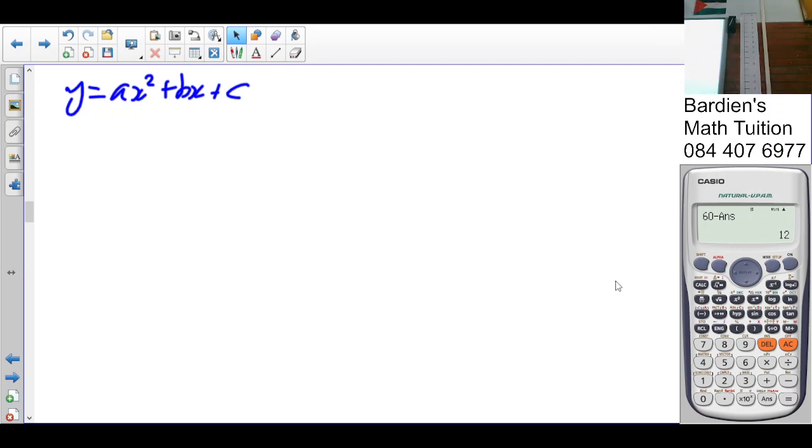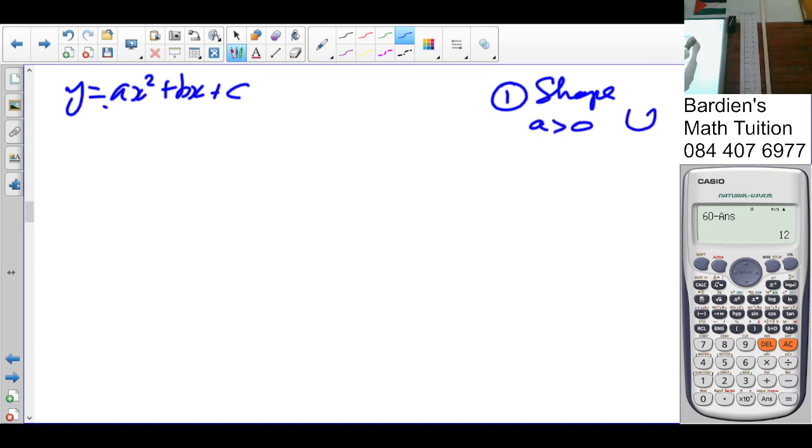Right, parabolas. For the parabola, there are 5 steps in which we draw the parabola graph. For grade 10 I think there were 4 steps, no? Here we're going to add in the turning point. So the 5 steps are as follows. Number 1, you're going to look at the shape of the graph. If this A value is positive, the graph is smiling. If A is less than 0, the graph is frowning.